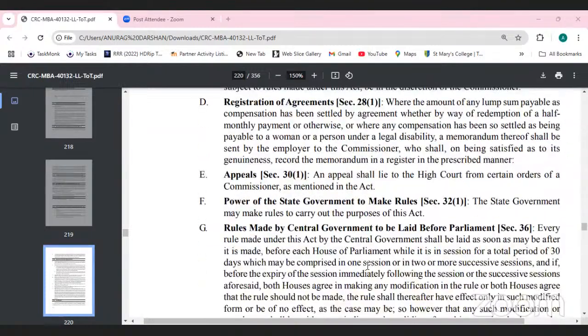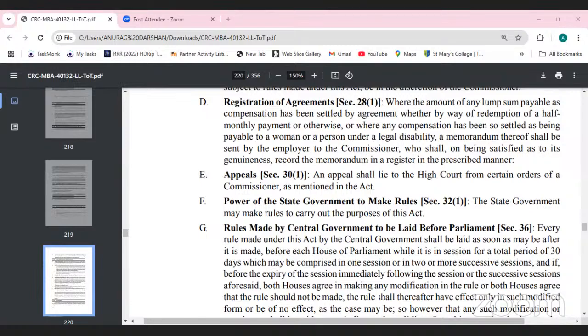as per Section 30, subsection 1. The power of the state government to make rules is dealt with under Section 32, subsection 1, and the rules made by the central government are to be laid before the parliament as per Section 36 for a total period of 30 days, which may be comprised of one session or two or more successive sessions, and before the expiry of the session immediately following the session or the successive sessions.